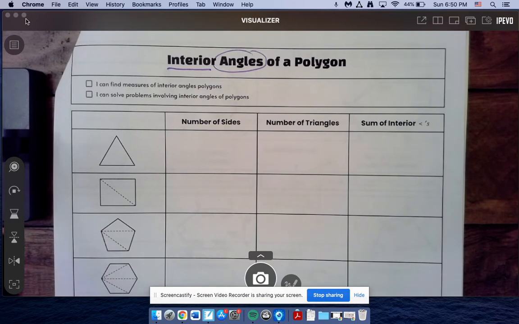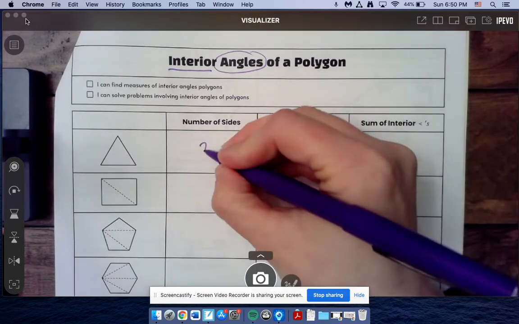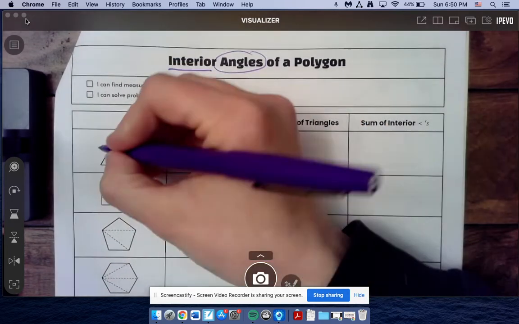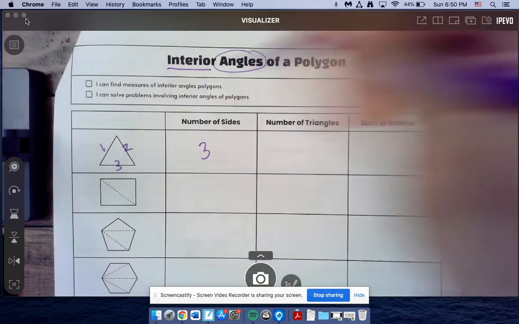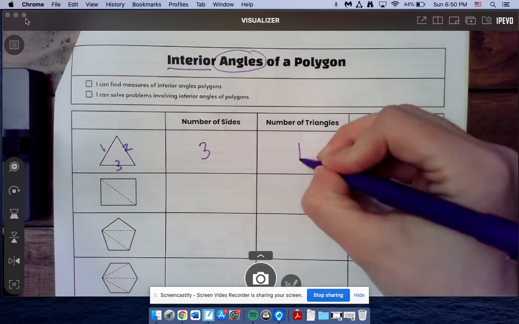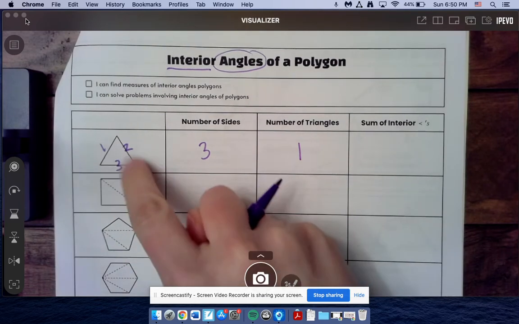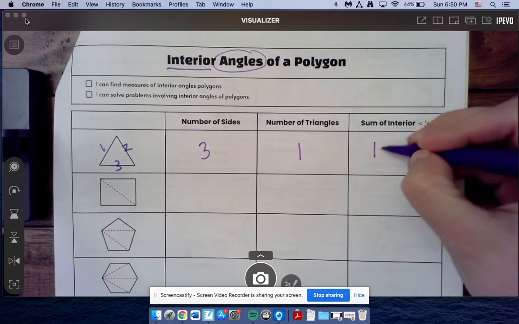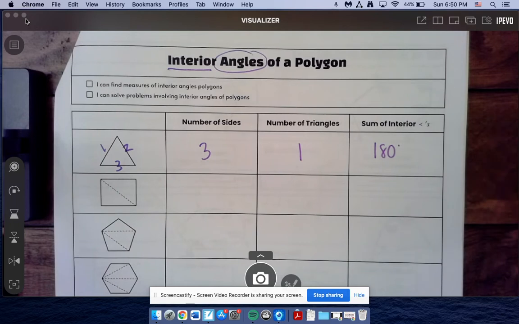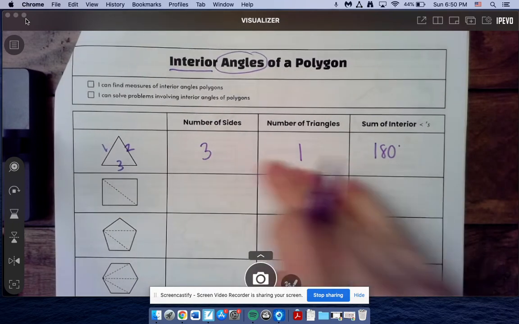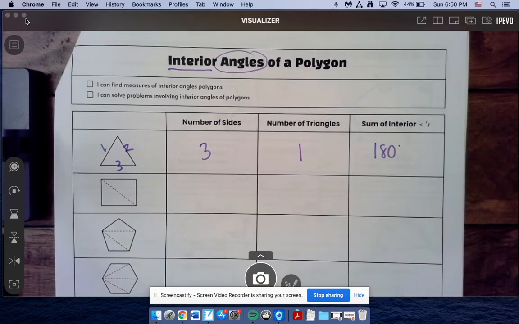So we have a picture here. We know it's a triangle, right? There's three sides in a triangle, 1, 2, 3. And we only see one triangle there. Now we know that all three of our angles in a triangle add to 180. Okay, so everything's based off this, all right? So just keep this in mind as we move forward.